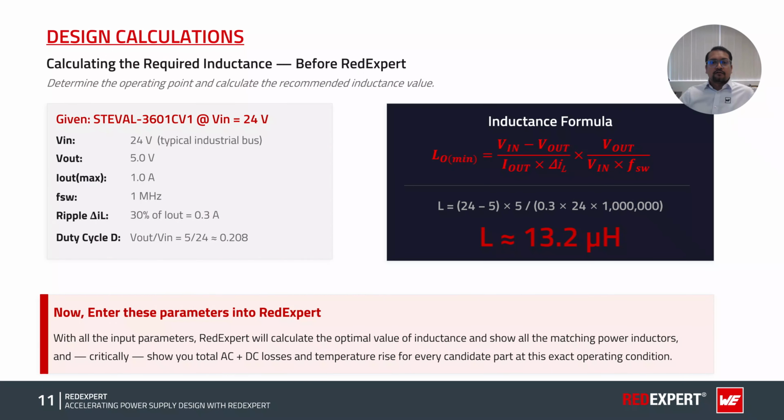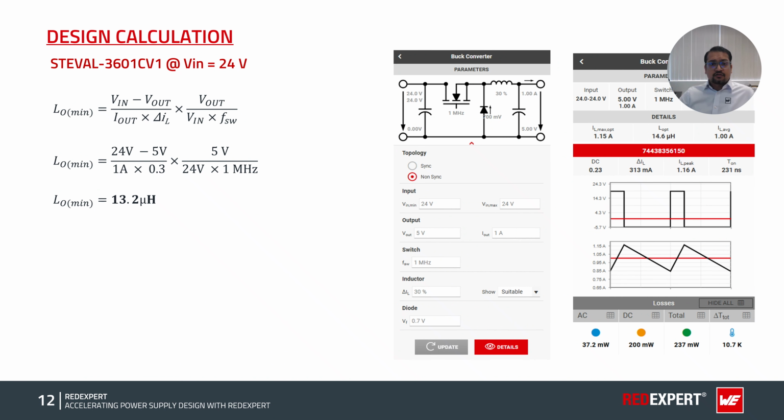But when you have a non-synchronous buck converter in your application and a diode is required, most often in this numerical calculation we forget to consider the diode's forward voltage. But REDEXPERT does not. Let's see how it impacts the same example, considering this as a non-synchronous buck converter. Here we put the same input and output values, and when we find the inductor value with the help of REDEXPERT, we find it comes out as 14.6 microhenry. But in the numerical calculation, it was 13.2 microhenry.